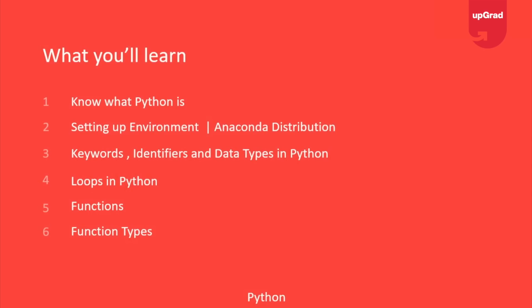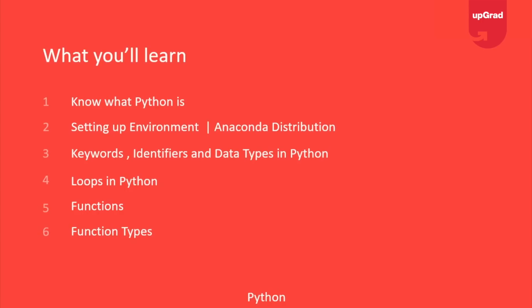Let us get started with the agenda of today's session, everyone. This session covers everything that will help you to get started with Python programming. We'll be learning about what Python is and what the features of Python are. Then we'll be talking about setting up the environment, which is the Anaconda distribution. Then we'll be going a little deeper into Python concepts such as keywords, identifiers, and data types. Once we are well versed with these concepts, we'll be moving further with loops, functions, and their types.